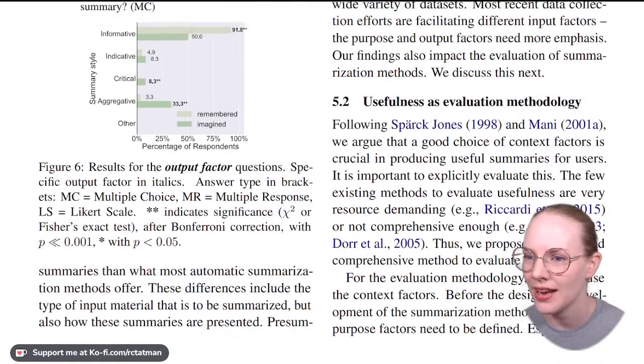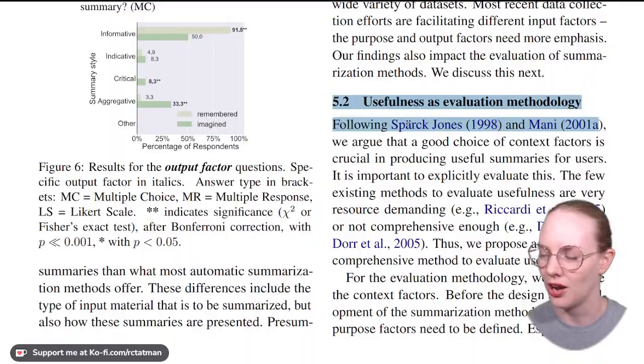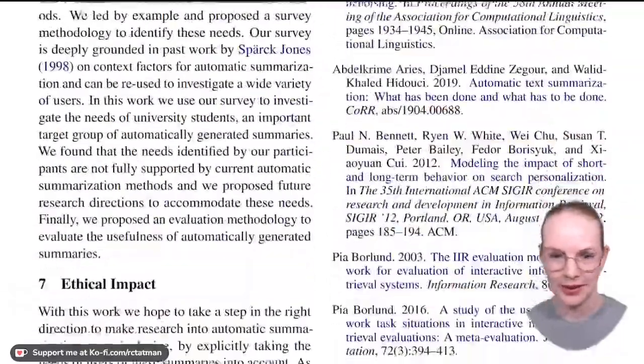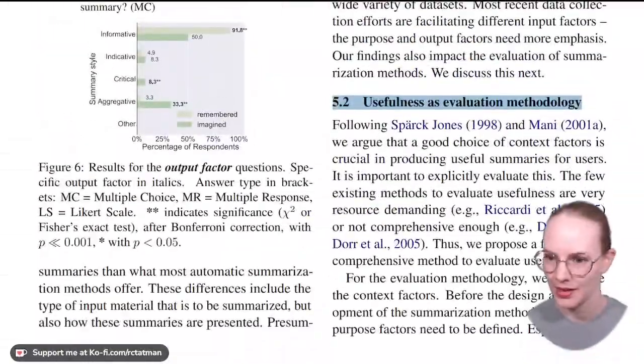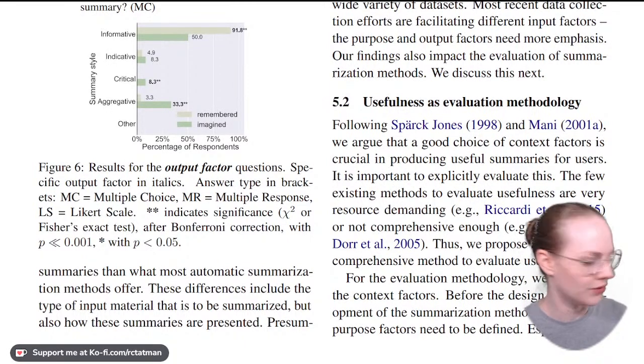Yes, our findings also impact the evaluation of summarization methods. We talk about this next. So this is the last page. Following Spark Jones and Mani, we argue that a good choice of context factors is crucial in producing useful summaries.